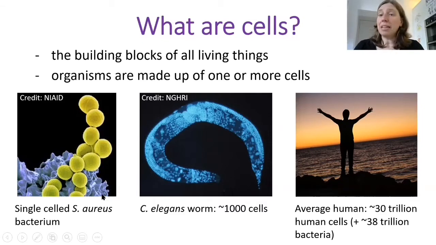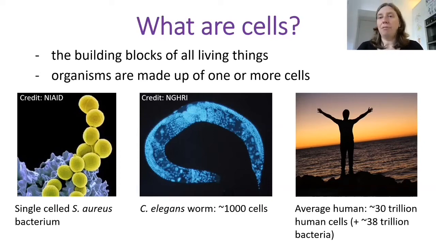Some organisms are multicellular, but in the grand scheme of things, they don't have that many cells. So C. elegans is a little worm that lives in the soil, and it's about 1 millimetre or 2 in length, and it has around about 1,000 cells. And you can see all those cells highlighted by these blue dots in the image. Now, that sounds like quite a lot of cells, but when you think about the average adult human, they will have about 30 trillion cells. And that's just the human cells.